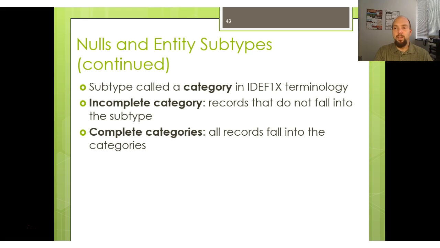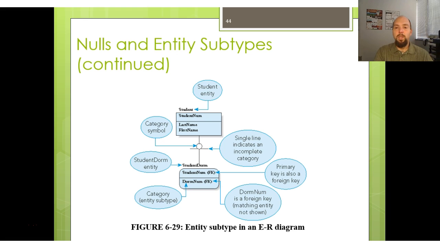All right, and what that means is that if I have an incomplete category, I have the possibility of a table that has nulls in it. If I have a complete category, then it may not have nulls in it.